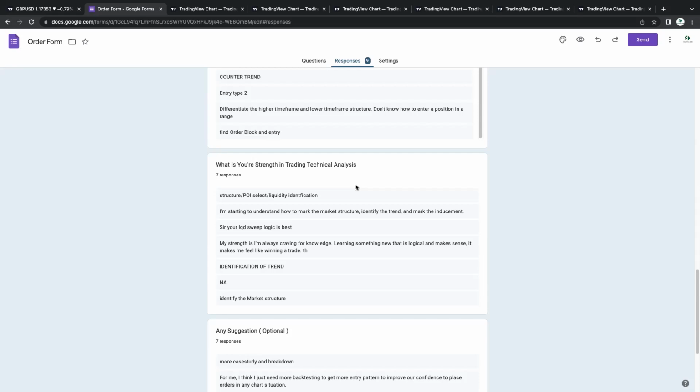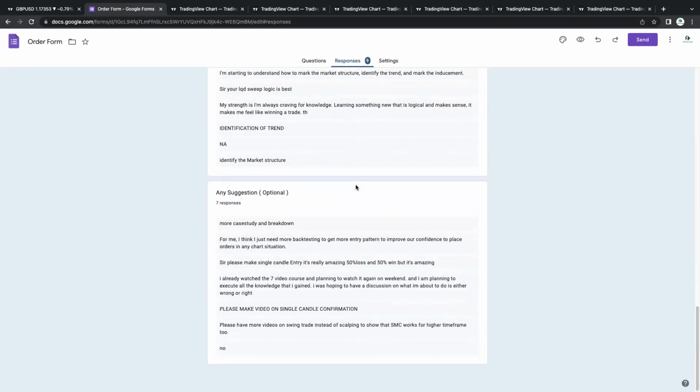My strength is I'm always craving knowledge and learning something new that is logical, makes sense. It makes me feel like winning a trade. Okay, that's good. Identification of trend, very good. Identification of market structure is very important for everyone. Any suggestion? Okay, more case studies and breakdowns.